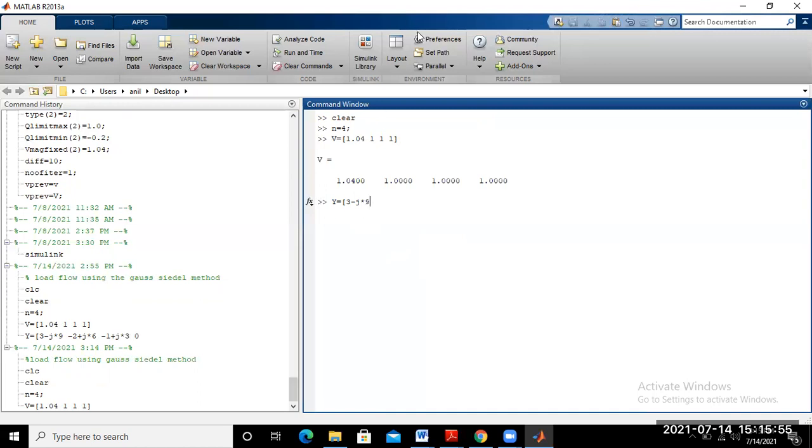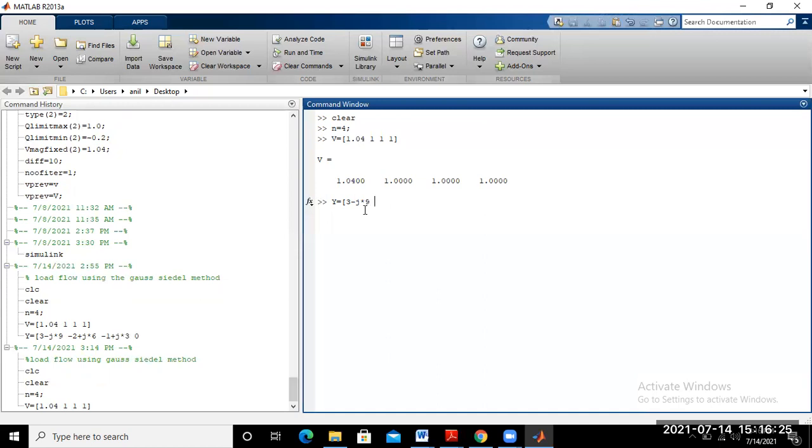Hello. Yes, sir. How can we write 3 minus j9 in MATLAB? 3 minus j into 9, sir. But here in MATLAB you just put the multiplication symbol between j and 9. Okay, that represents j into 9. You cannot directly write j and 9. Okay, so that is the MATLAB representation.